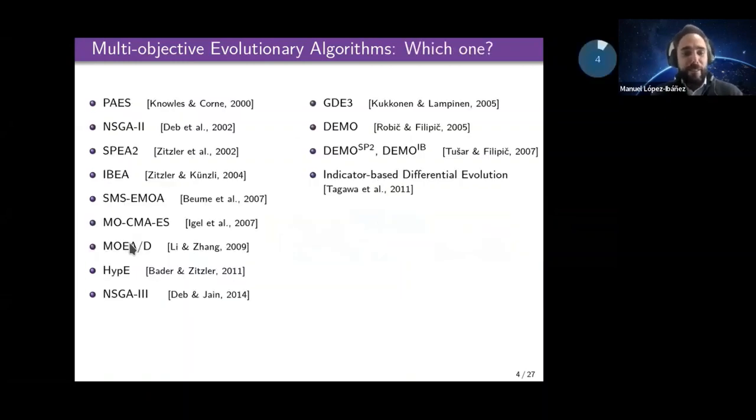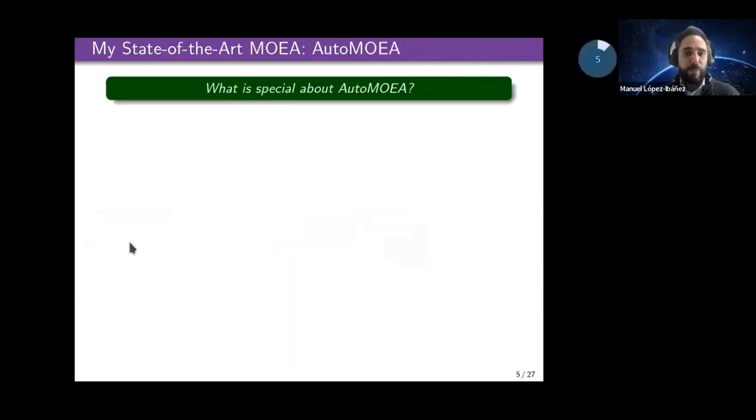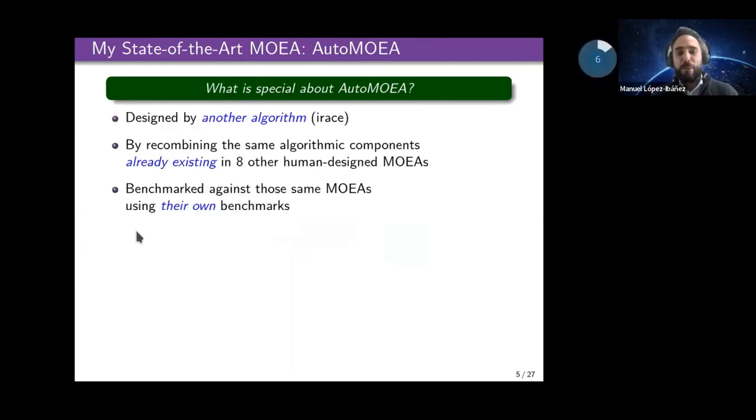And that is one of the issues. There are many algorithms of this type, and it's not always easy to know how to select the one that you want to use in practice. So of course, what we did was to propose our own multi-objective evolutionary algorithm, MOEA, and we call it AutoMOEA. But there is something special about AutoMOEA. It was not designed by us directly, but by a different algorithm, in this case an algorithm called irace. It was designed by taking components from human-designed MOEAs and recombining them in a different way.